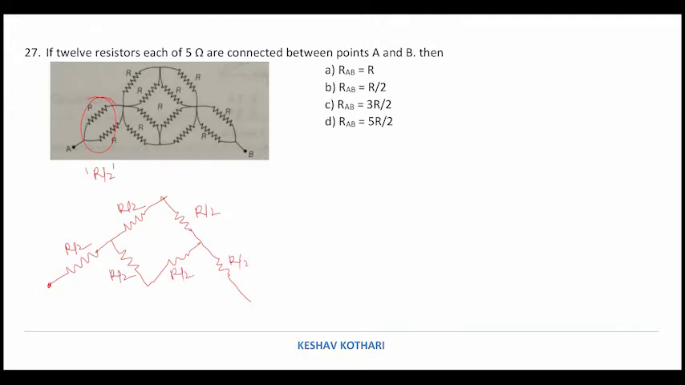Now these two combinations which are in series with each other are going to give us R, and this one is going to give us R, which in parallel is again going to give us a value of R by 2. So there are 3 R by 2 which are in series with each other. So R series is equal to 3R by 2. For this problem we say option C is correct.